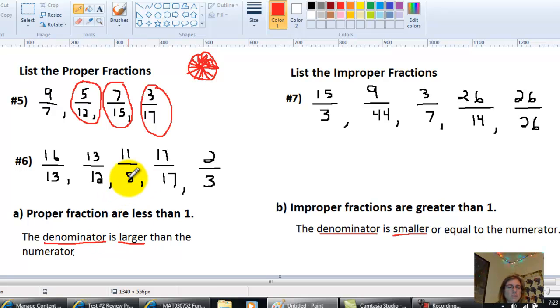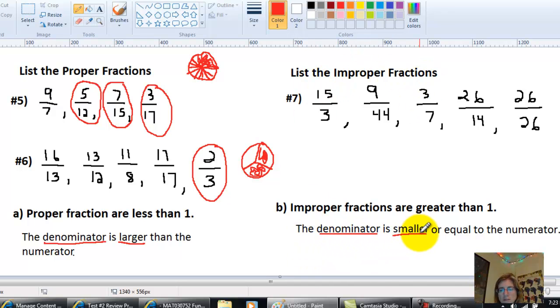The denominator is smaller. This one, the numerator and the denominator are equal, so it's improper. And this one is the only proper fraction where the numerator is less than the denominator. This represents something, 2/3, is less than a whole. Proper fractions are less than the whole. We're only talking about this portion of the whole. Okay? So for improper fractions, it's just the opposite.